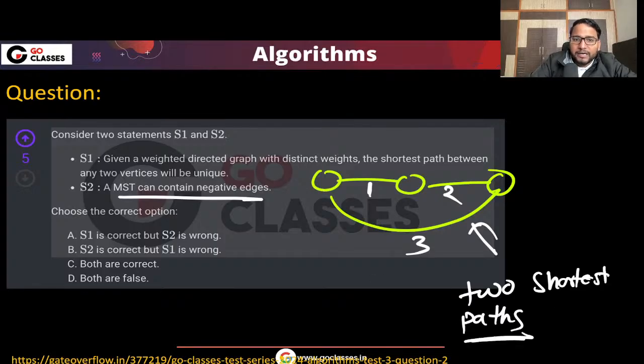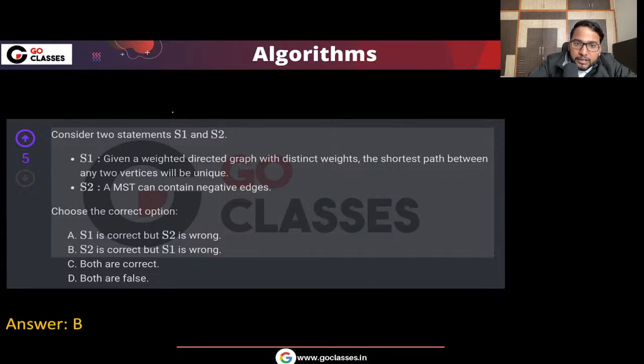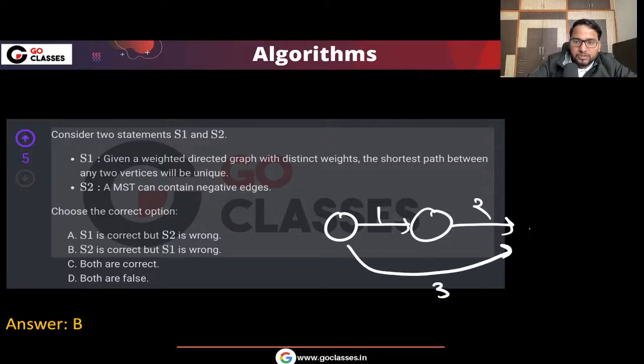A MST cannot contain negative edges. No, it can, right? It can. So this is false. This is false. So that's why again D is the answer, right? Again D is the answer. Sorry, they are saying B. Given a weighted directed graph with distinct weights, the shortest path between any two vertices will be unique. So this is a weighted directed graph with a distinct weight. No, I think there is a misprinting. The shortest path need not be unique.